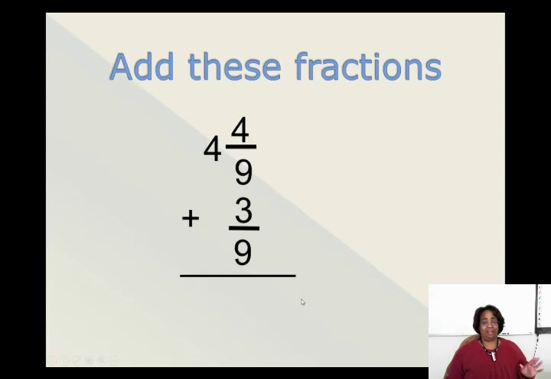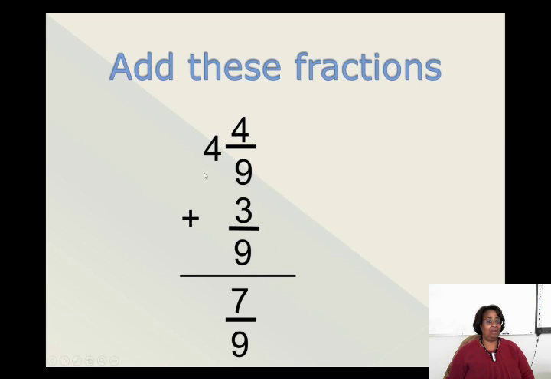Now, I personally like to add my fractions like buttons on a shirt, up and down, because sometimes if the denominators are not the same, I have extra work to do on the side. So setting them up vertically like this, like buttons on a shirt, is helpful. Now here, I'm going to have 9 as my denominator, but 4 and 3 become 7. So I have 7 over 9.